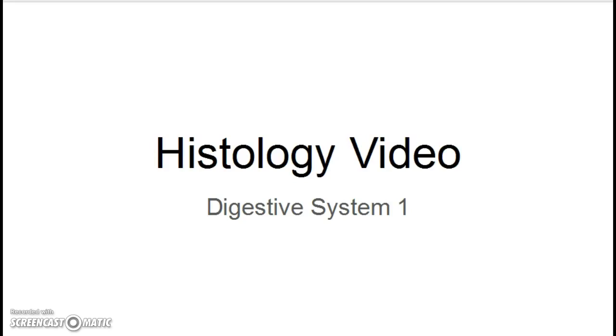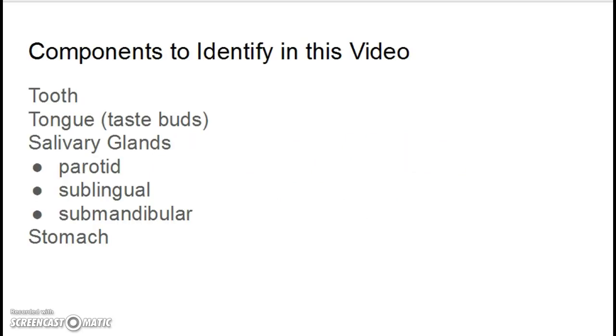This histology video will discuss the upper portion of the digestive system. And here we'll be looking at the tooth, the tongue, specifically the taste buds, three types of salivary glands, the parotid, sublingual, and submandibular glands, and then ending with the stomach.